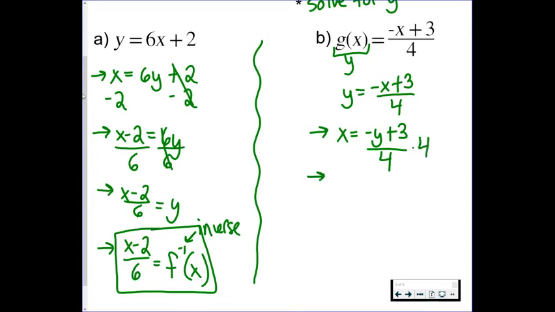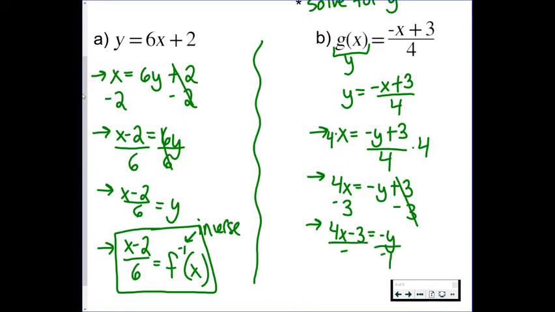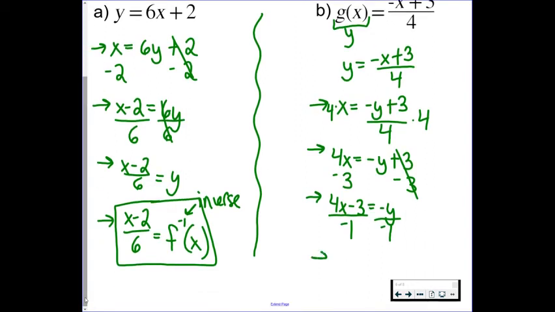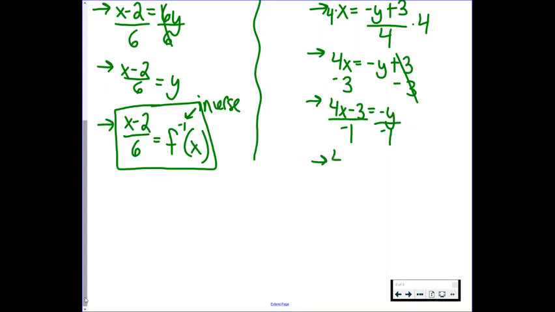First step is to multiply 4 on both sides to get rid of the fraction. 4x equals -y plus 3. Now I'm going to subtract 3 from both sides, so that 4x minus 3 equals -y. And the last step to get y by itself, it's a -y, so I'm going to divide everything by -1 to make that a positive y. So we end up with -4x plus 3 equals y.